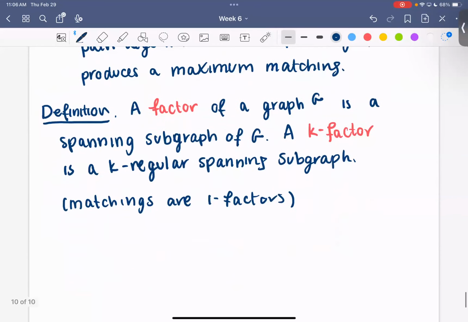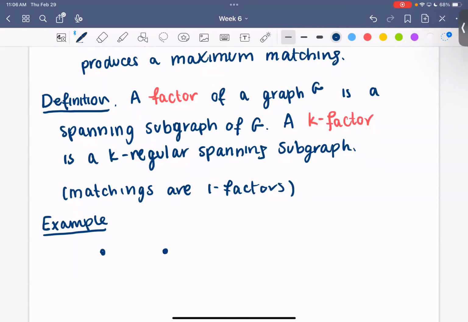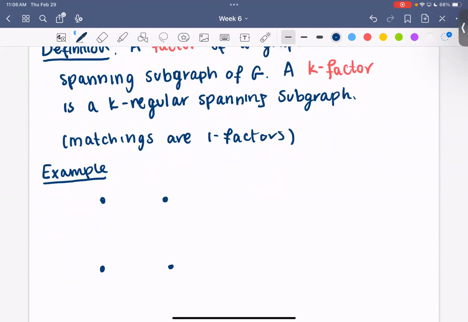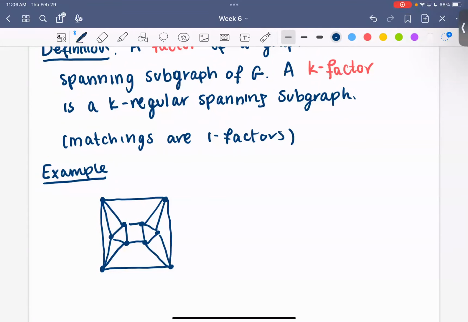Okay, so just to work through an example, let's look at this graph. See how many vertices, and find an example of a K factor for K from 0 to 4.